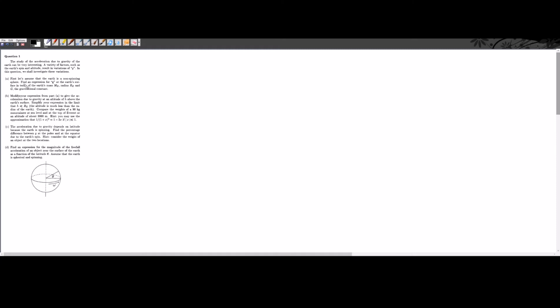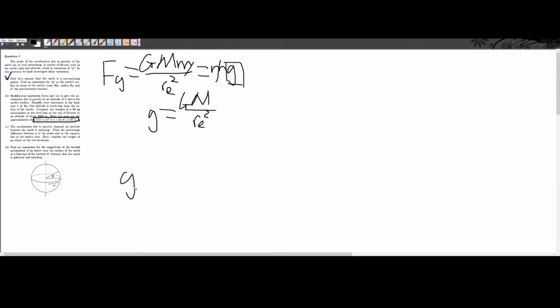So we want to find an expression for g at the Earth's surface, right? We know that the force Fg is equal to big G, the mass of the Earth, the mass of whatever object, over r squared. And this is also equal to mg. We want to find this, so we just cancel out the m's. This is the radius of the Earth, so we get g is equal to GM over the radius of the Earth squared. That's part A.